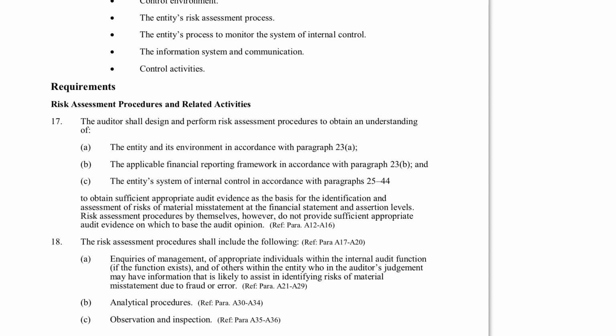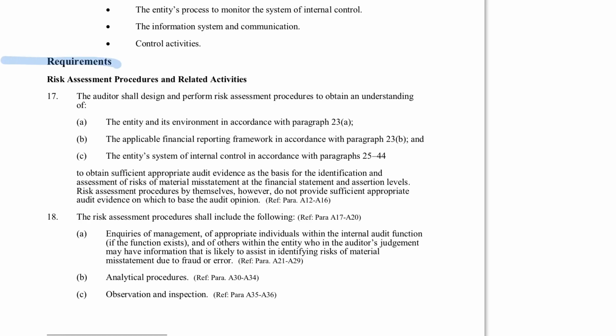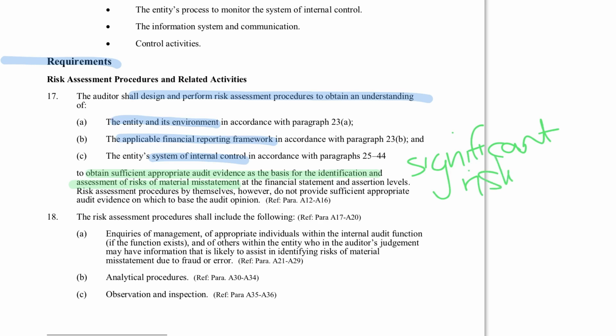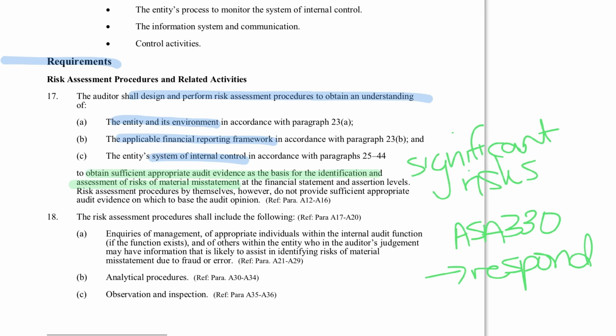So what exactly are the requirements? Remember, the requirements are the things we have to do. Design and perform risk assessment procedures to understand the entity and its environment, the applicable financial reporting framework, and the system of internal control. So those are the things that we must know about so that we can obtain sufficient appropriate audit evidence as the basis for the identification and assessment of risks of material misstatement. All right, so here it's saying we need to know this information to be able to identify significant risks. And then in ISA 330, we're going to talk about how we actually respond or do something about those risks in an audit. There are now clear instructions about what we should do in terms of the risk assessment.